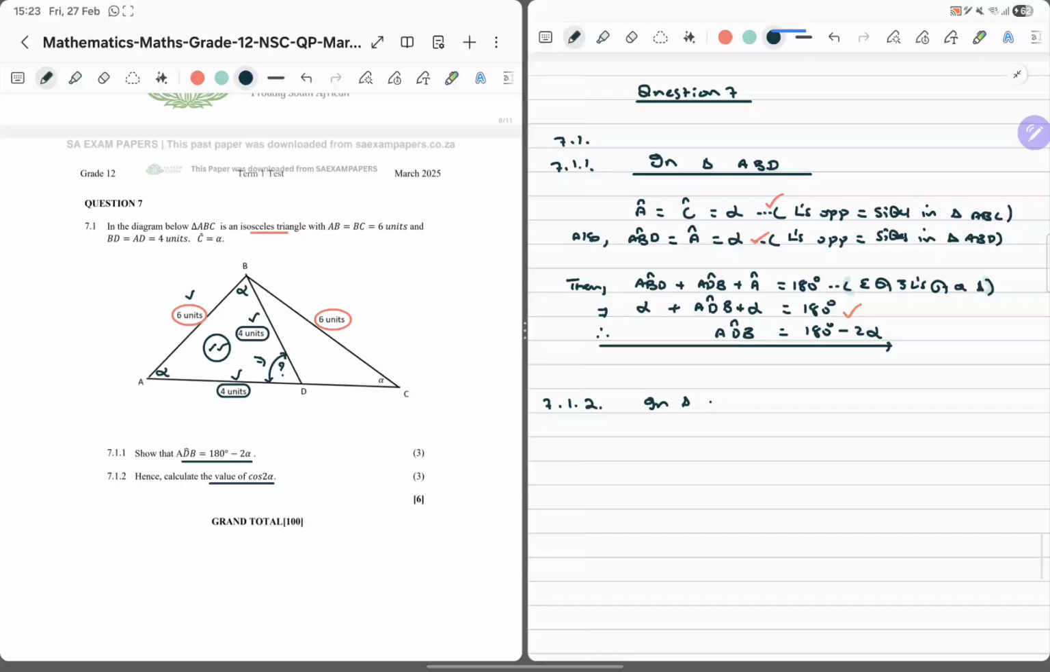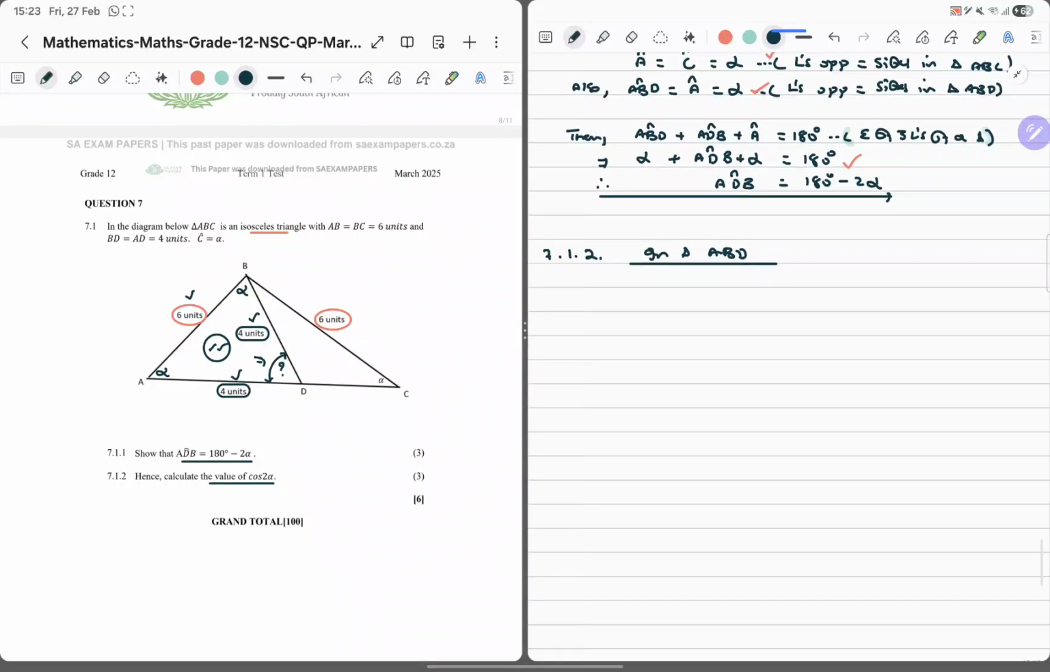So in triangle ABD, what do we know? We know that, guys, AB squared is going to be equal to AD squared plus BD squared minus 2 times AD times BD times the cos of this angle ADB. That's the cosine rule. So we substitute. AB is 6 squared equals AD is 4 squared.